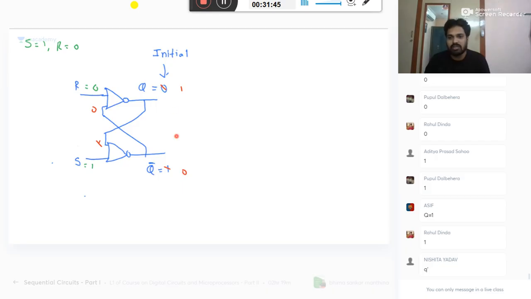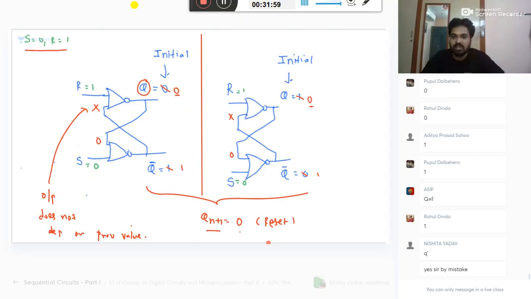It is not Q bar, Nishita. It is 1 because it is not depending on the previous value. Suppose initially 1 0, then also you get 1 0. Initially 0 1, then also you get 1 0. Never take that kind of conclusion. Some people may ask, sir, here can I say no change? Here can I say it is toggling or Q bar? No. You should take both the cases, then justify your answer. In both the cases, your answer is 0 1.